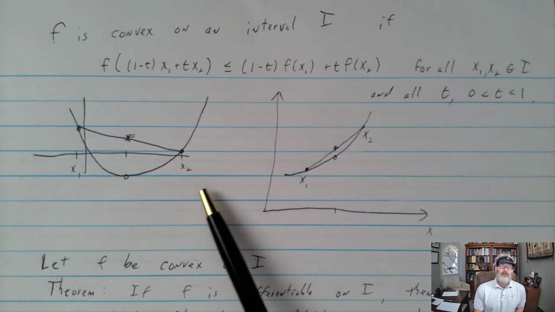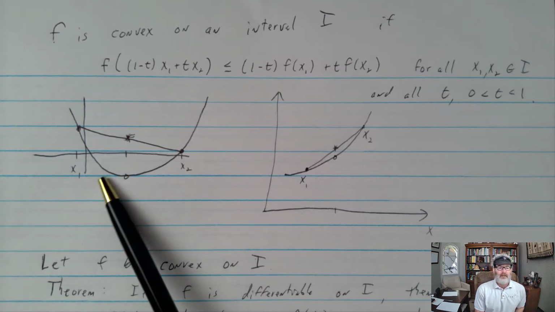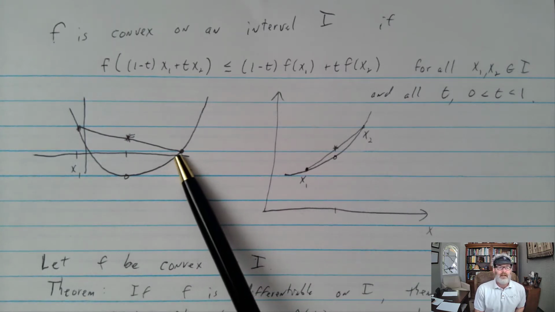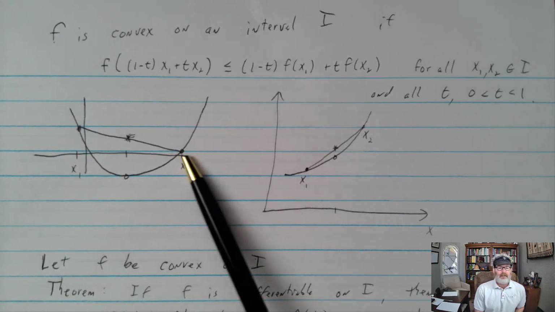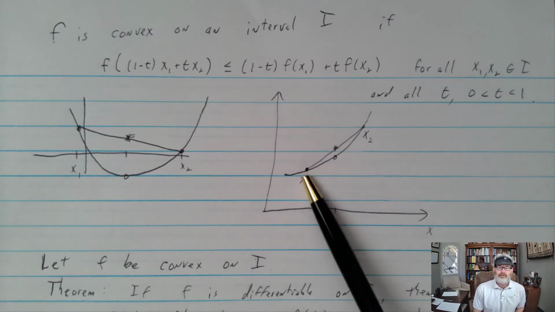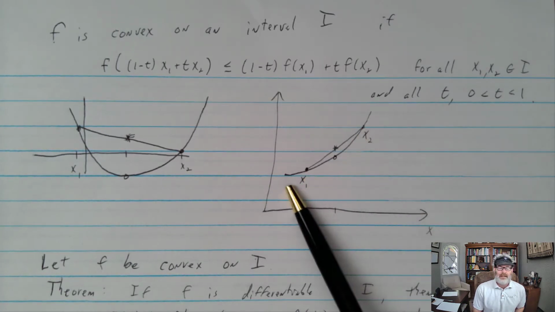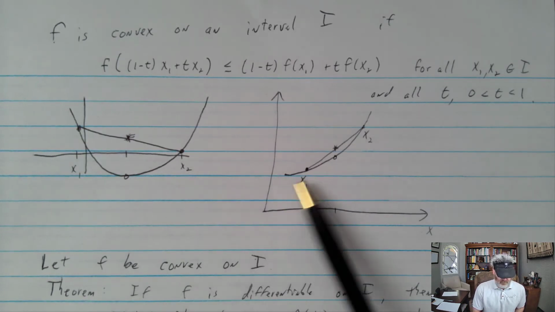This is for a continuous function. It doesn't have to be differentiable here. So basically a curve is convex or concave up if every line segment joining the curve is always above the curve. So there's a couple of hand-drawn convex curves and a couple of hand-drawn line segments connecting the curve, and notice the curve is always below the line segment.